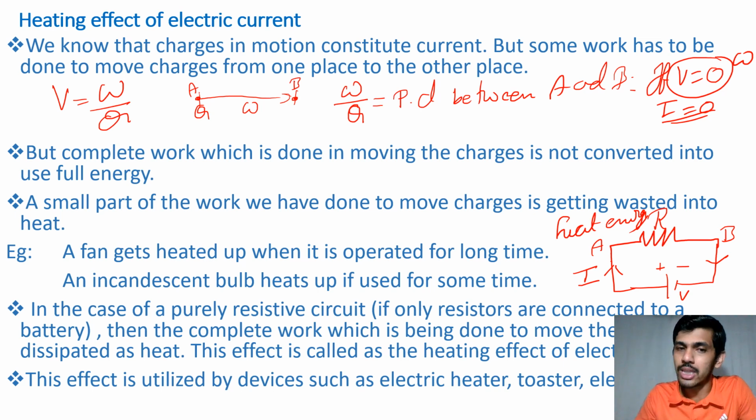This effect is utilized in devices such as electric heaters. We cannot say that this is not a good development. Why? Because this heat energy which is dissipated can also be used for useful work. For example, iron boxes, electric heaters in our kitchen, or electric toasters all work under the same principle, that is the heating effect of electric current. Sometimes it is bad, it wastes energy, but sometimes it can be used for useful purposes such as heating an object.